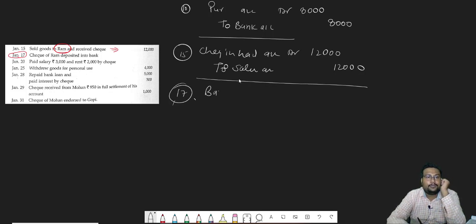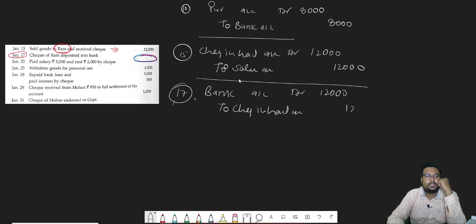12,000. And when on the 17th you deposit that check into the bank, who received the check? Bank received the check. So bank account debit, how much? 12,000. The amount is not given, don't get confused, because it is all about the previous one. The previous one is 12,000, so this check amount is also 12,000. So bank account debit 12,000 rupees, and from your business what thing is going out? Check in hand account 12,000.